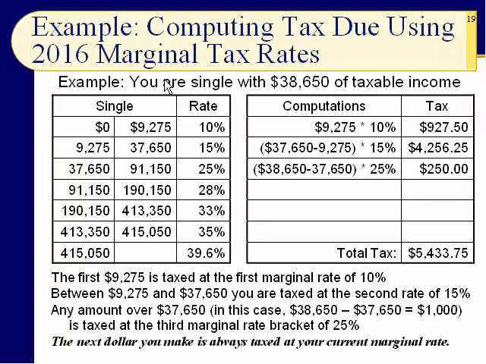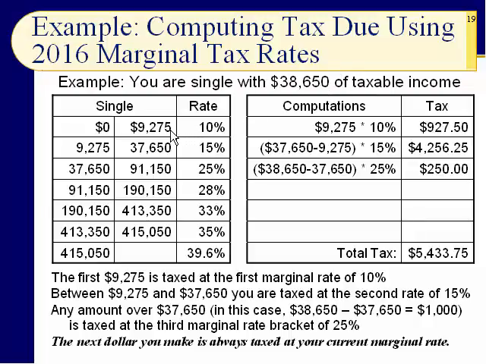Here's a single person. This is not a king. This is somebody different, with $38,650 of taxable income. So we've already taken away the adjustments. We've already taken away the itemized or standard deductions. And we've already taken away the personal exemption. We're left with a taxable income of $38,650.